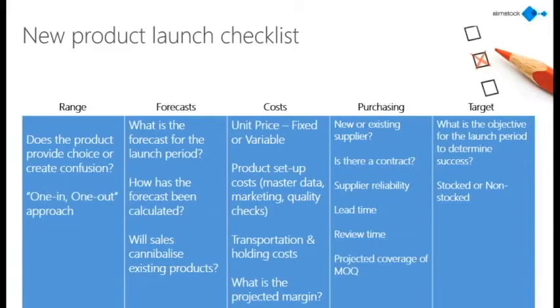Where are we going to source it from? Is there a supplier contract in place, and how reliable is that supplier? If they're an existing supplier, they're potentially very reliable, but if they're new, have we actually checked them out as a supplier? Lead times and review times, and the coverage of the minimum order quantity that we need to get from that particular supplier. What is the objective for the launch of that item, and how are we going to determine the success? Are we going to make it a stocked or a non-stocked item at that stage?